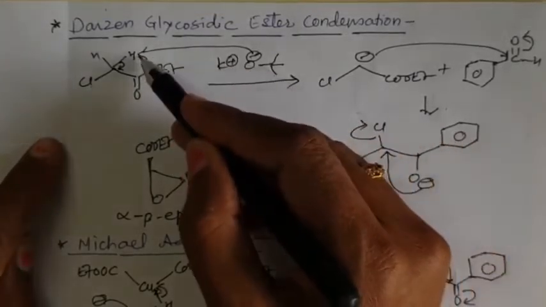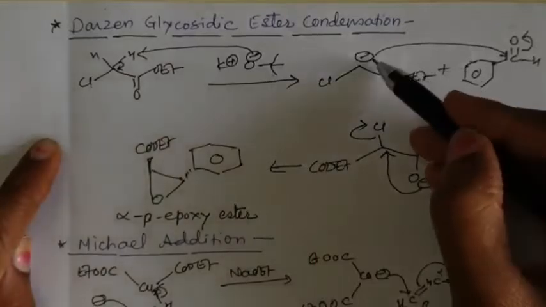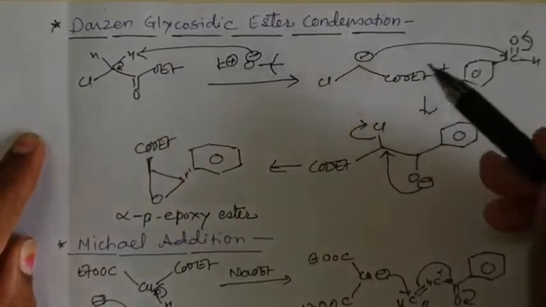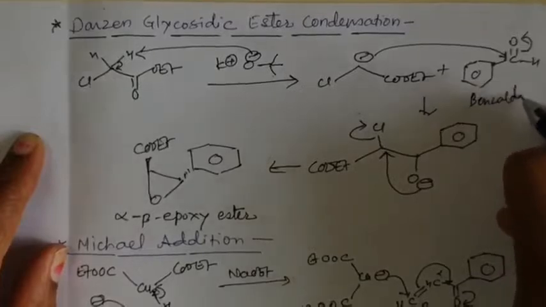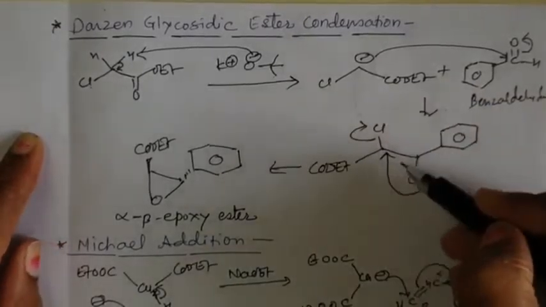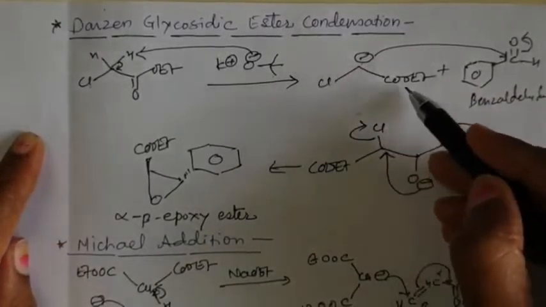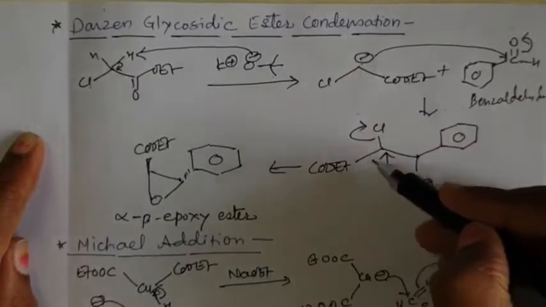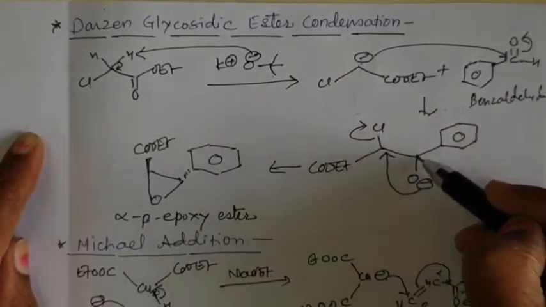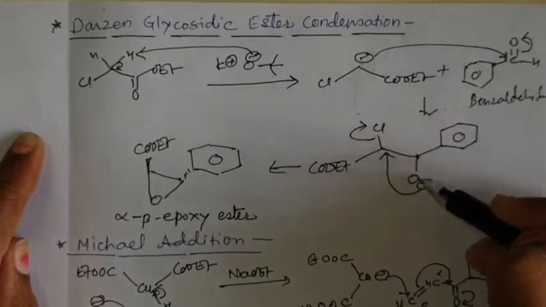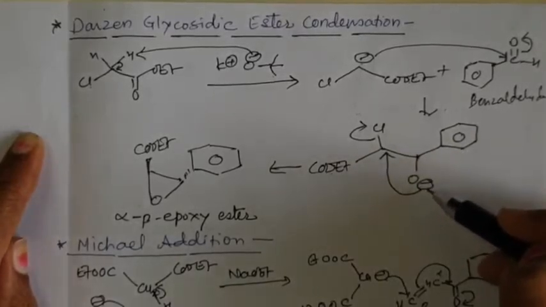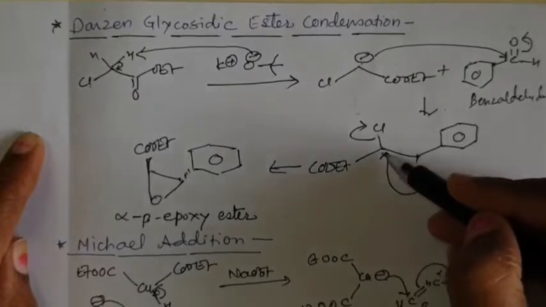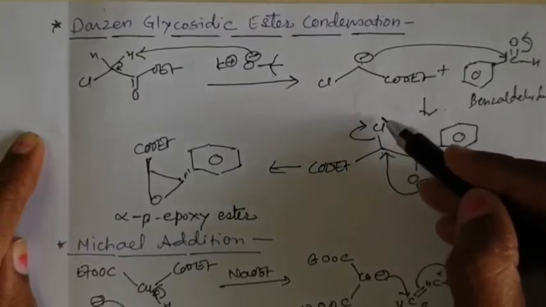This alpha hydrogen atom is removed, and the carbanion is generated here. Then this carbanion reacts with the benzaldehyde molecule. So this carbanion is attached to COOEt and Cl. This carbanion forms a bond with the carbonyl carbon of the benzaldehyde, which becomes O minus, and this is the benzene ring. Okay, now this O minus is going to attack this carbon which is attached to chlorine.